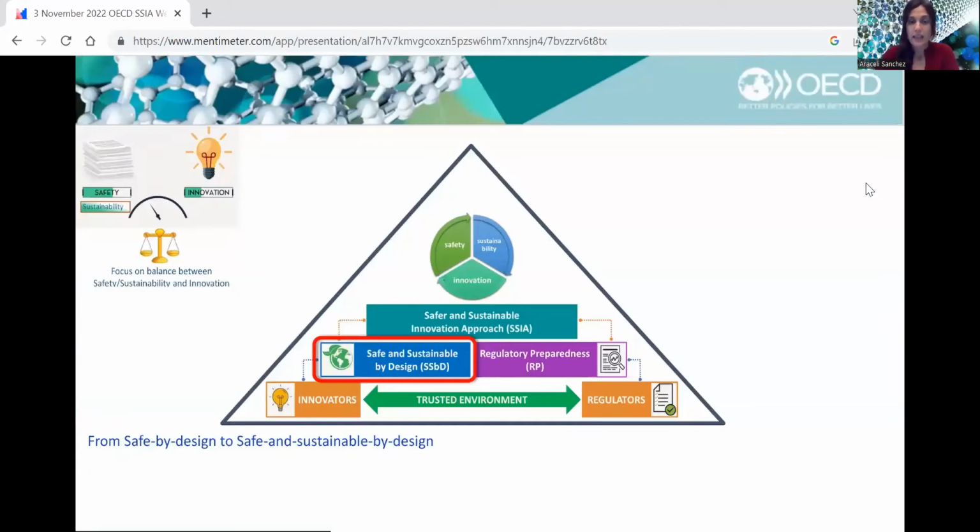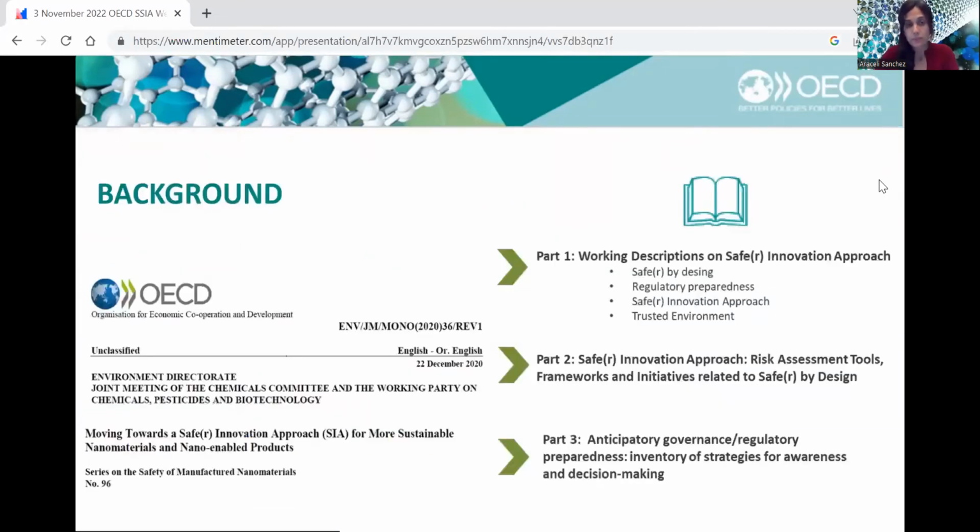Next slide. So I'm going to tell you about an inventory of tools that we are compiling that help users to implement safe and sustainable by design. So these tools really help to find a balance between safety, sustainability, and innovation. Next slide. But I'll give you first a bit of a background on these tools.